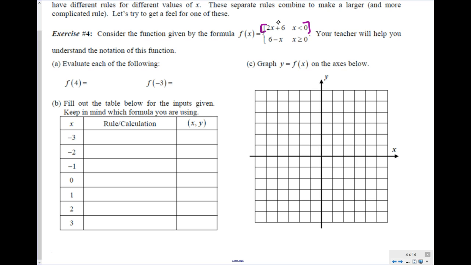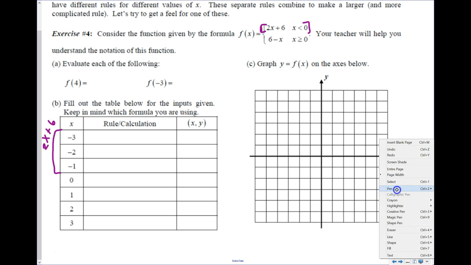So let's look at my table. Is -3 less than 0? Yeah, so I'm going to use the purple one. The first one, the 2x plus 6. Is -2 less than 0? Yep, so I'm also going to use 2x plus 6. Is -1 less than 0? Yep, so I'm going to use 2x plus 6. Is 0 less than 0? No. So only these first three are going to use 2x plus 6.